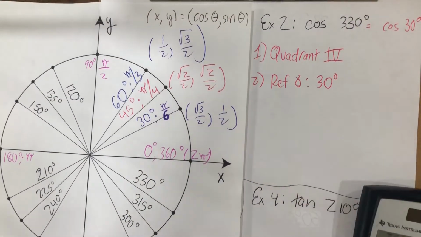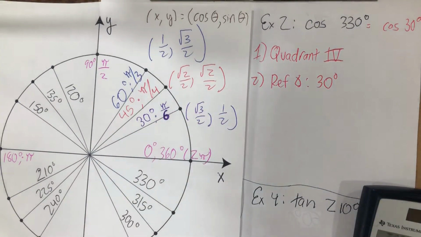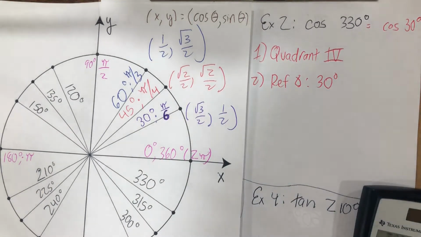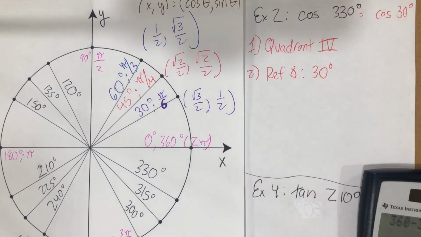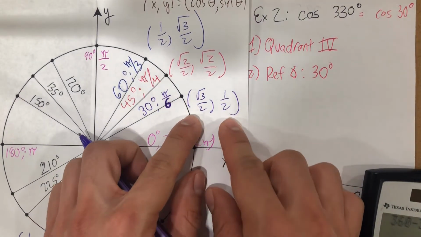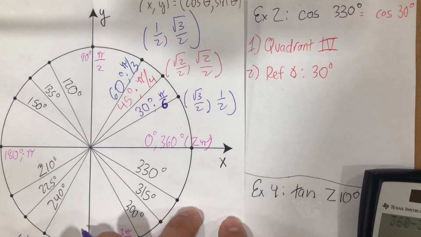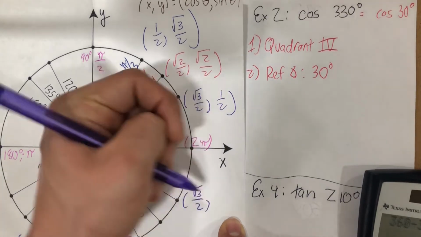We have to figure out if the outcome for cosine of 330 is going to be a positive output or a negative output. Since my reference angle for 330 degrees is 30 degrees, I'm going to take my x and y coordinate for 30 degrees, copy it, and paste it to the same position where 330 degrees is at. So I have root 3 over 2, comma 1/2.